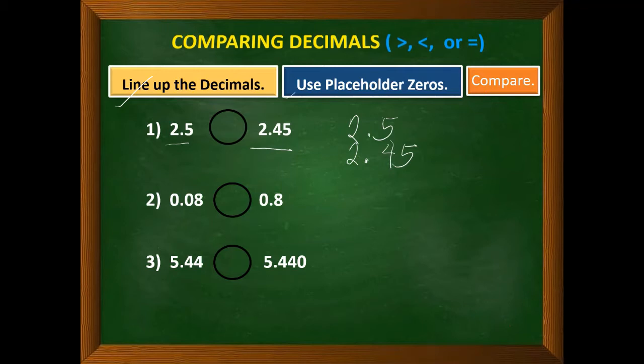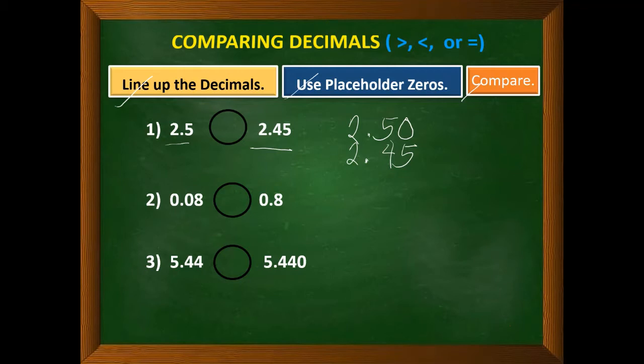The second step is to use placeholder 0. This is to better compare these 2 decimals. So we want them to be both in the hundredths place, right? And then the next step is to compare. So when we compare, we will always start comparing with the whole numbers, because we know that whole numbers have higher values than those in the decimal places.